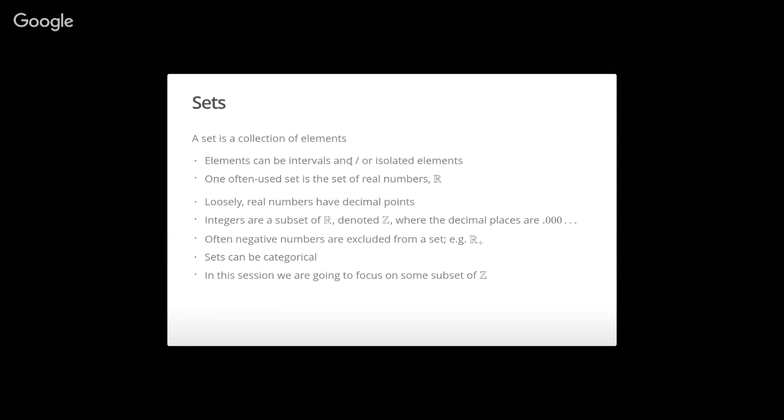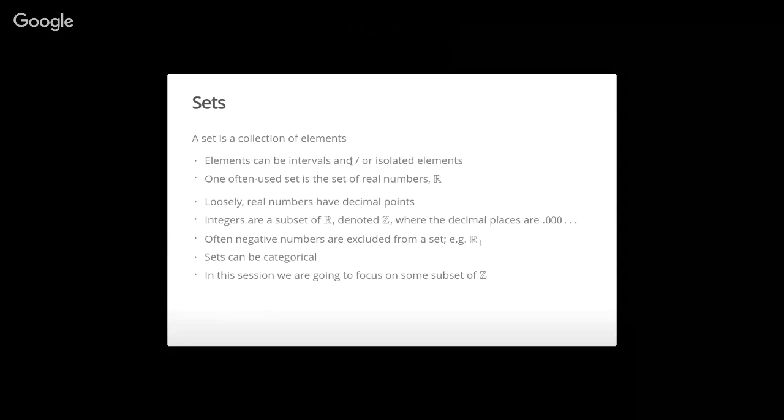So in order to start talking about probability, we have to have some definitions. The first is a set, which is a collection of elements. And those elements can either be simple isolated elements or they could be intervals. An example of a set that we use a lot is the real numbers, indicated by this sort of hollow R. Those are numbers that have decimal places with non-zero things to the right of the decimal place. A subset of the set of real numbers is integers, which are typically denoted by the hollow Z. And those are real numbers where all the decimal places have been zeroed out.